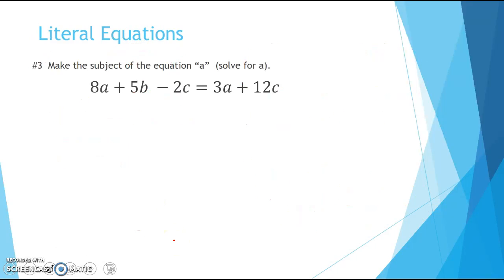All right. So not only do we have regular equations with the numbers that we're going to solve, but we're going to solve literal equations. A literal equation is an equation with more than one variable that we want to change the subject of the equation. And so the subject of the equation means that we want like x to equal something or a to equal something. If the subject is a, we want the a to be completely by itself.